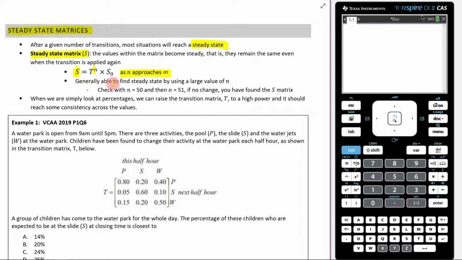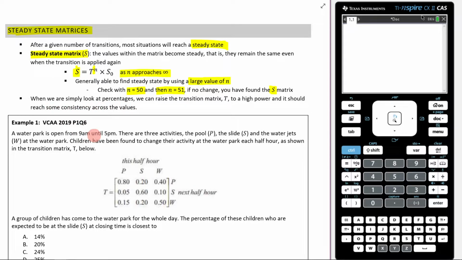Generally, we are able to find the steady state by using a large value of n. Check with n equal to 50 and then n equal to 51. If there is no change, you have found the steady state matrix. When we are simply looking at percentages, we can raise the transition matrix T to a high power and it should reach some consistency across the values.